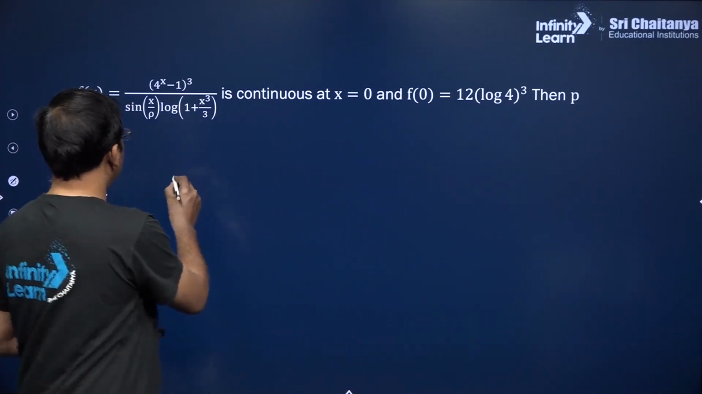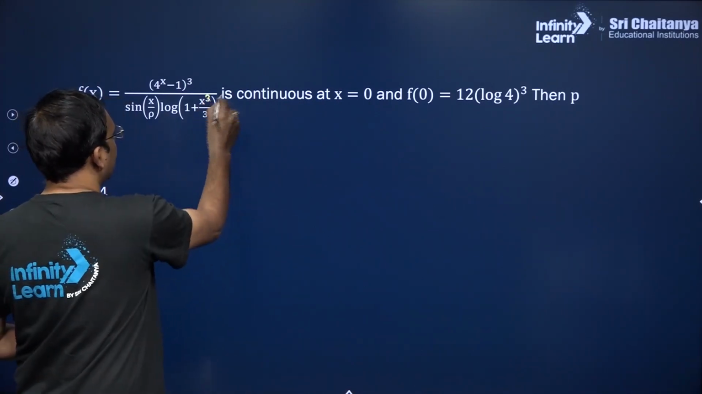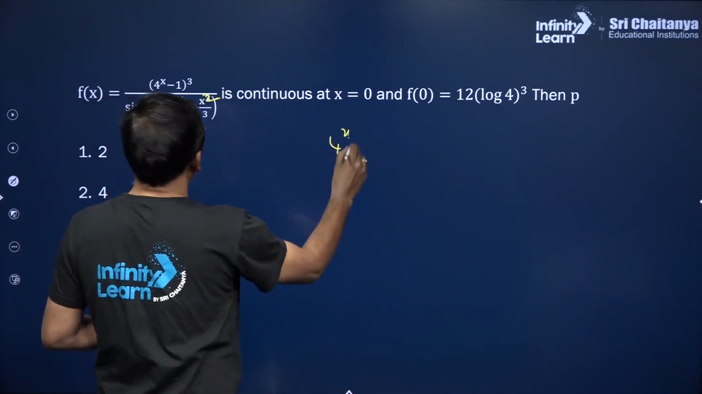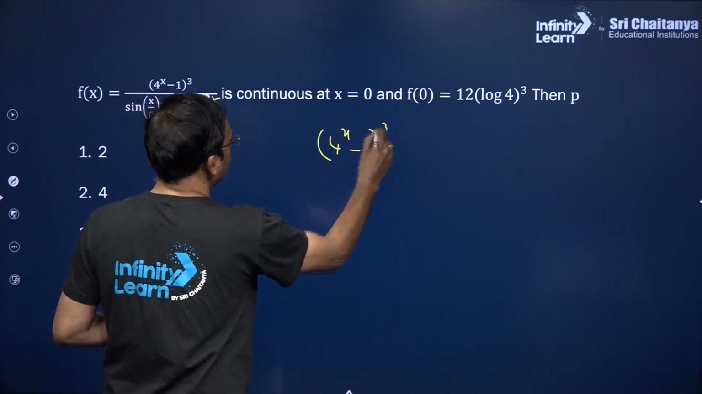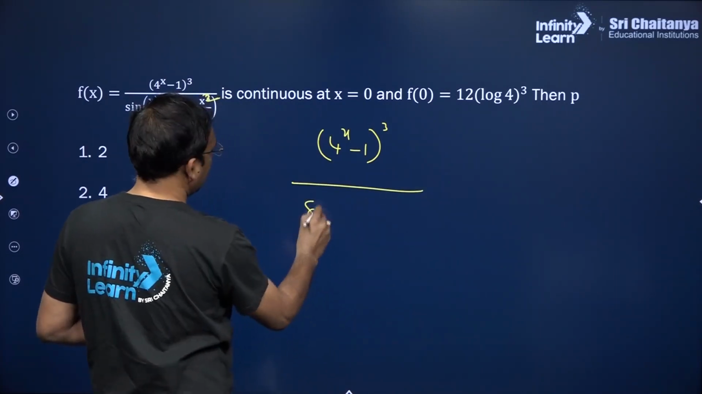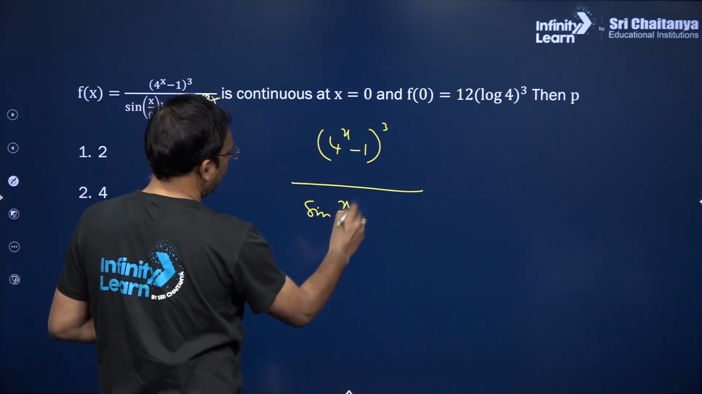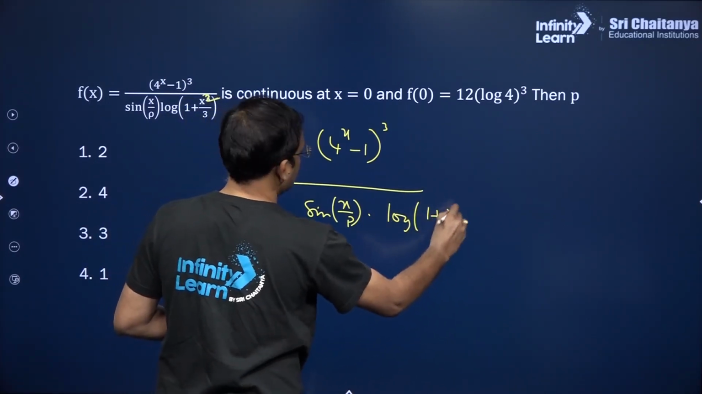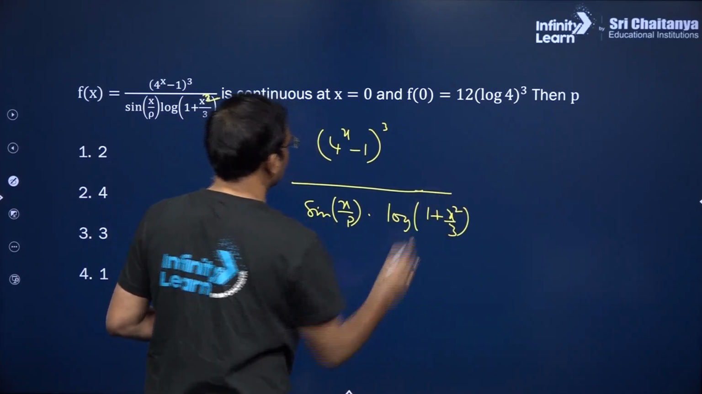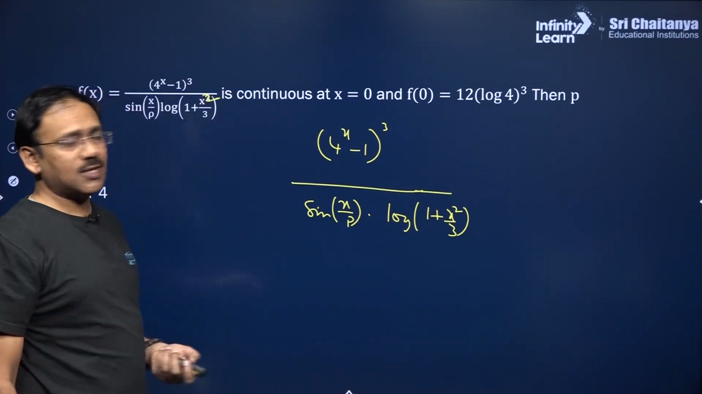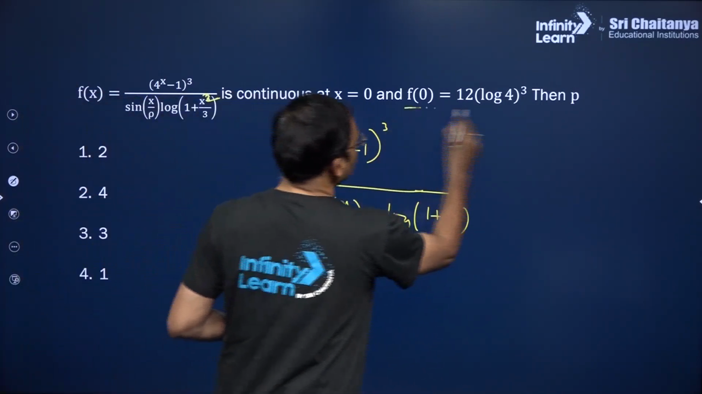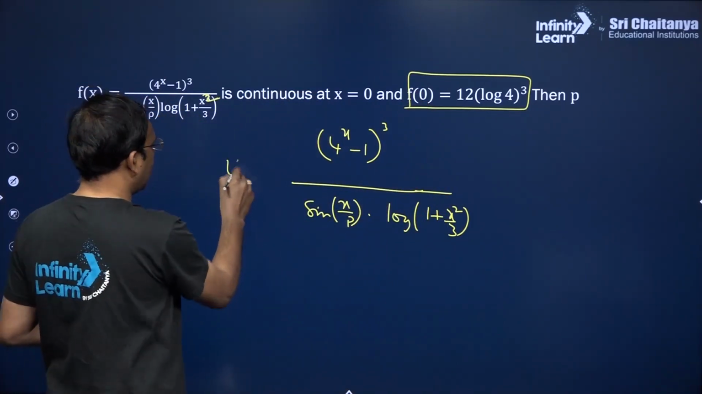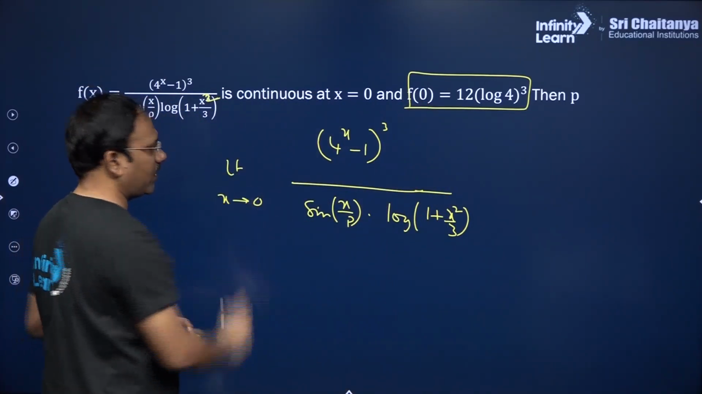So you see, this is x by 3, this must be x square, this is a printing error. You can do, my dear friends, (4 power x minus 1) whole cube by sine of x by p into log of 1 plus x square by 3. This is the expression given, and this is continuous at x equal to 0. F of 0 is given, so the limit as x tends to 0 should also be this. Try to find the limit as x tends to 0, my dear friends.